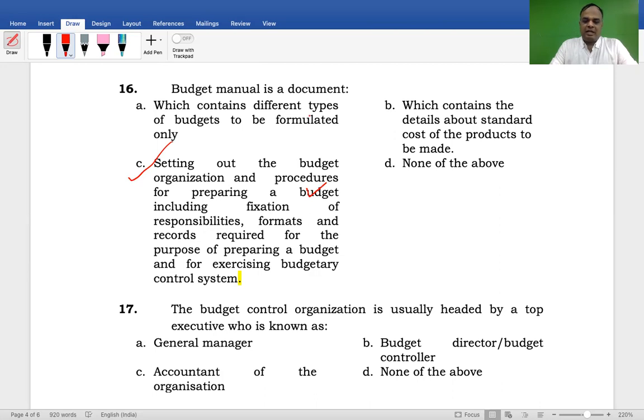The budget control organization is usually headed by the top executive, who is known as, who is what? Who is the top person in the budgetary control system? General manager, budget director, budget controller, accountant of the organization, none of the above. Budget director or controller.